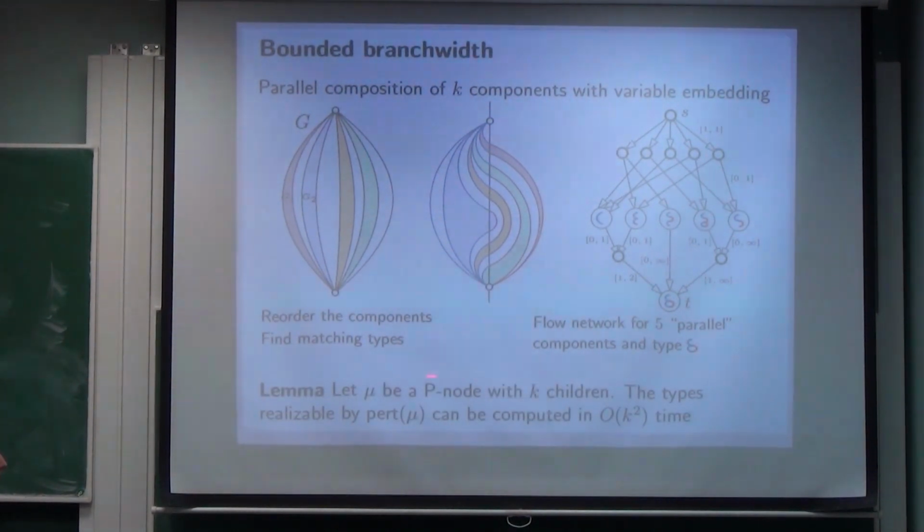So we get the following lemma: let M be a P-node with k children. The types realizable by the pertinent graph of M can be computed in k squared time. So this is about the parallel components.